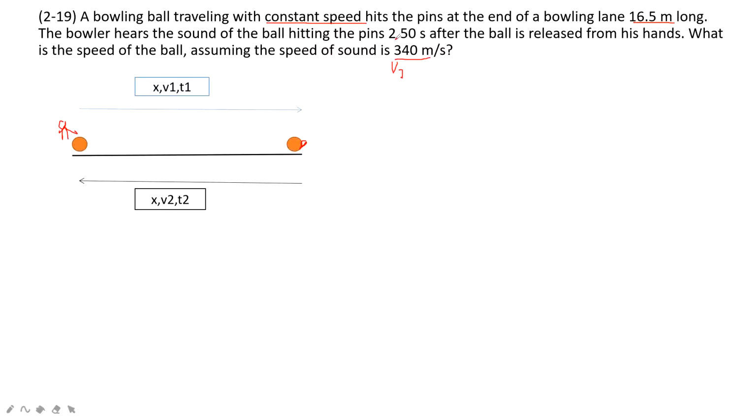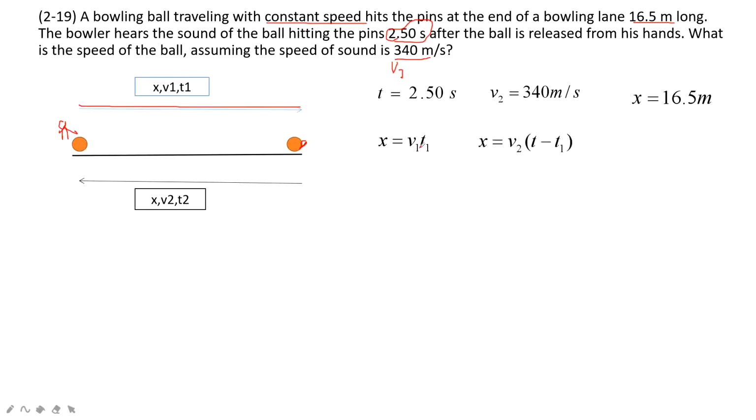This time of 2.5 seconds is just t1 plus t2. Agree? So in this case, we can solve this problem very easily. First, we list the known quantities. T is given, the total time, and v2 is given, and x is told to us. Also, for part 1, x equals v1 times t1, and for part 2, the displacement x equals v2 times the time t2, and t2 is the total time t minus t1. Agree?